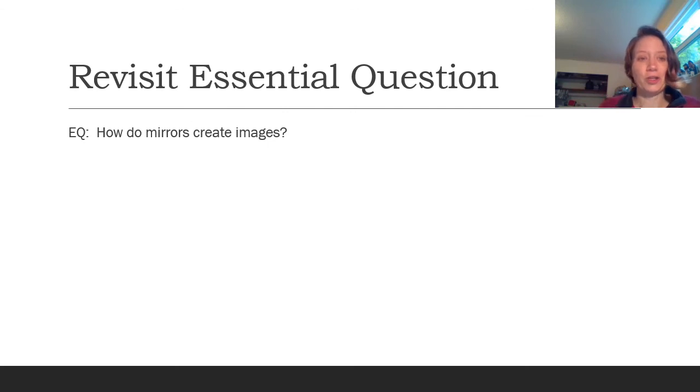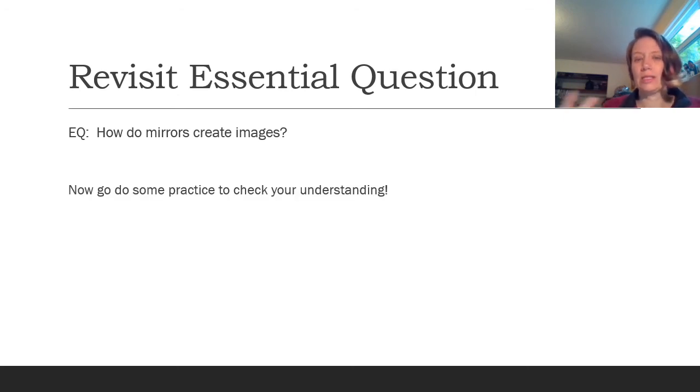Okay, that's it for this lecture. Take a few minutes and revisit the essential question, which is how do mirrors create images? And then please click into the practice assignment for this and do a little bit of ray tracing for plane mirrors to check your understanding.